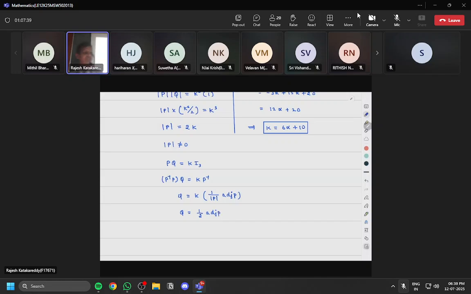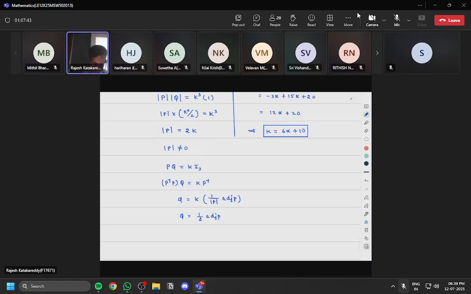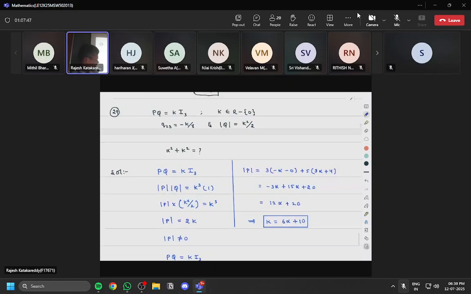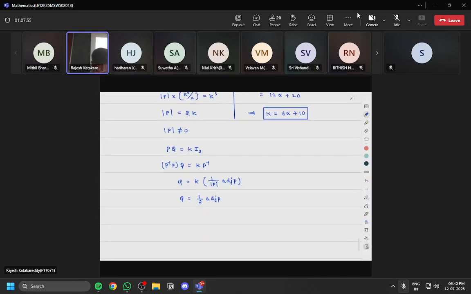Any doubts in this? Anybody? Listen to me carefully. Few students asked me doubts earlier. In this step only, we have been given the second row, third column element of Q. So I can write here Q of 2, 3 must be equal to 1 by 2.